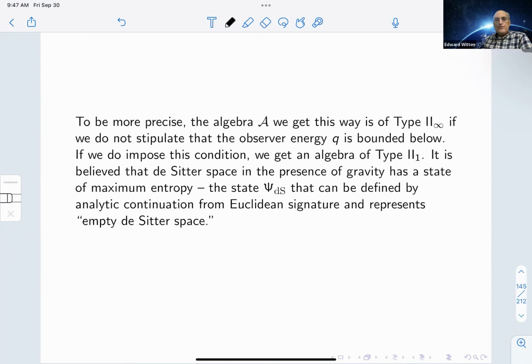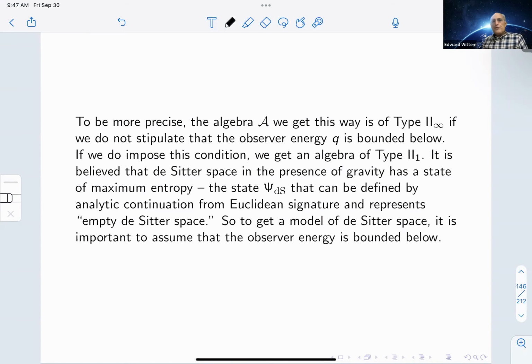Now, it's believed that de Sitter space in the presence of gravity has a state of maximum entropy. The state psi ds can be defined by analytic continuation from Euclidean signature and represents empty de Sitter space. It is often, as I said, called the Bunch-Davies state because of one of the original papers.